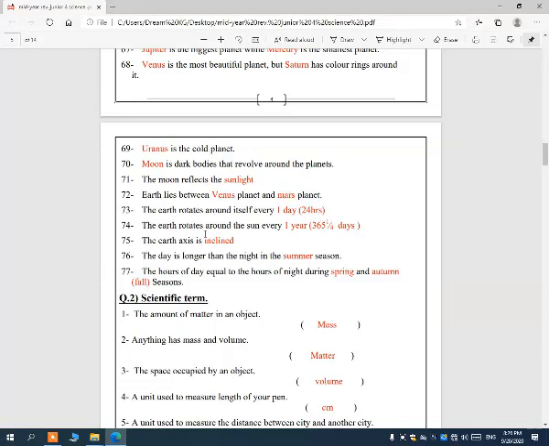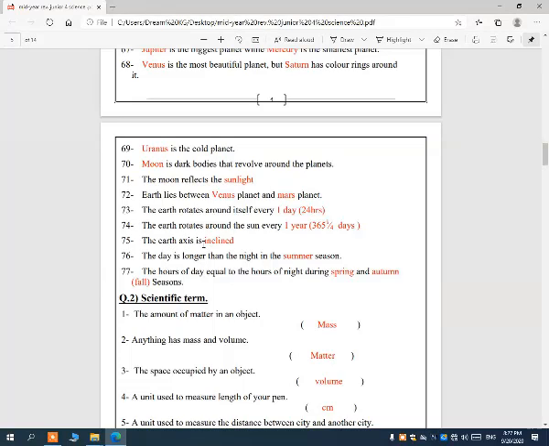74. The earth rotates around the sun every 1 year. So the earth rotates around two things: around itself and around the sun. Around itself, it will take 1 day. But the earth rotates around the sun every 1 year, equal 365 and a quarter days.